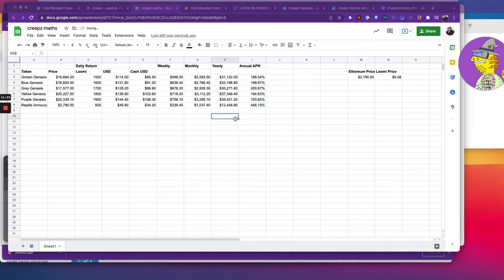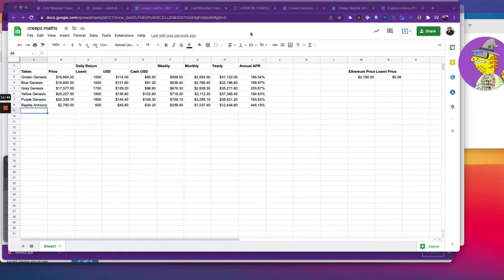And these ones are going to be. So as you can see, the Grey Genesis is giving us a better APR. Reptile Armory gives an amazing APR. So yeah, 2,700 could turn into 12,000 over a year. What else have we got here?